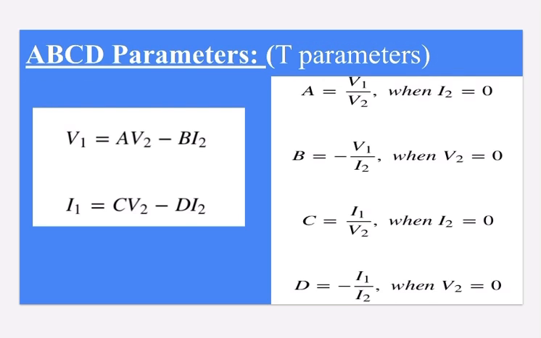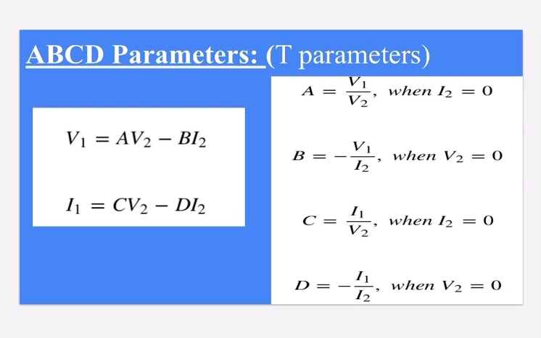So the equations will be V1 equal to A V2 minus B I2, and I1 equal to C V2 minus D I2. By these two equations, the T parameters will be: A equal to V1 by V2 when I2 equal to 0, and B will be minus V1 by I2 when V2 equal to 0. C will be I1 by V2 when I2 equal to 0, and D will be minus I1 by I2 when V2 equal to 0. So these T parameters are called transmission parameters, as well as ABCD parameters.